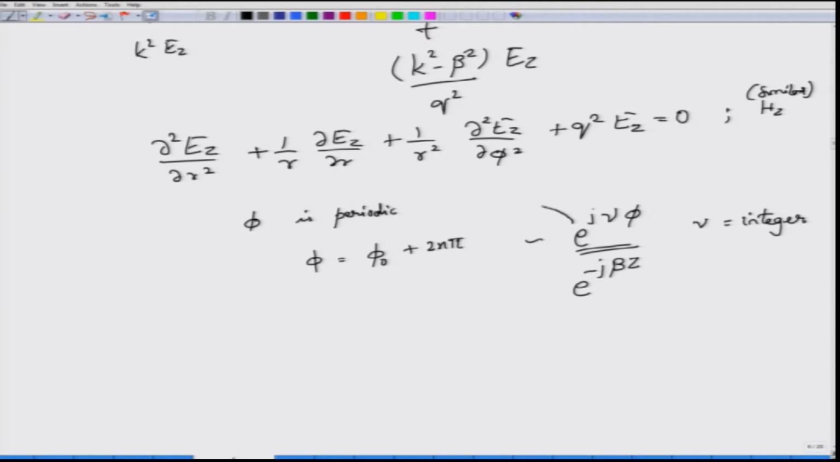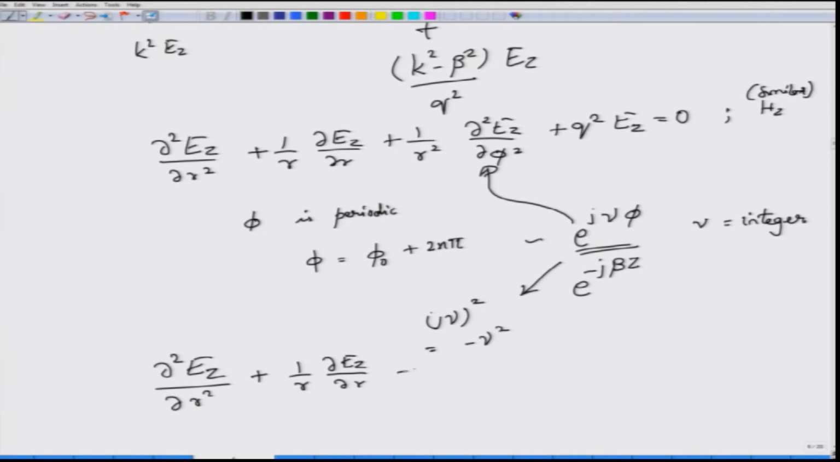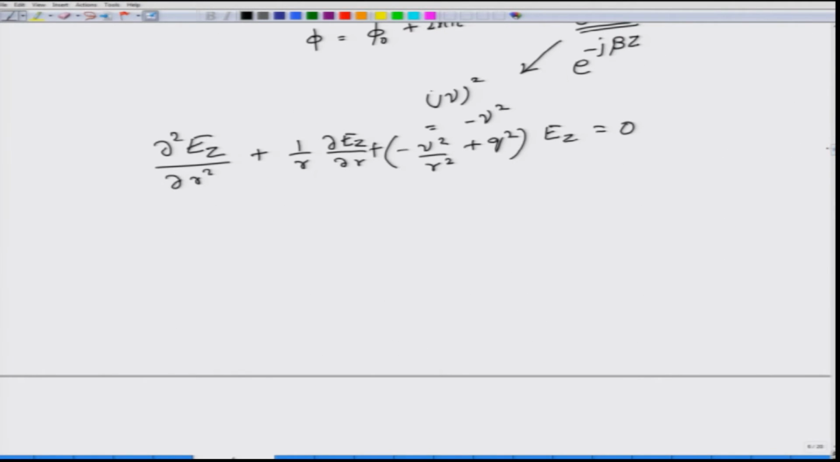Substitute this kind of a solution into this expression. When you take del square by del phi square, this e to the power j nu phi will pull out j nu whole square, which is nothing but minus nu square. So I can go back and rewrite the wave equation here. I can say del square Ez by del r square plus 1 by r del Ez by del r plus q square minus nu square by r square times Ez is equal to 0. So you get a slightly simplified equation.